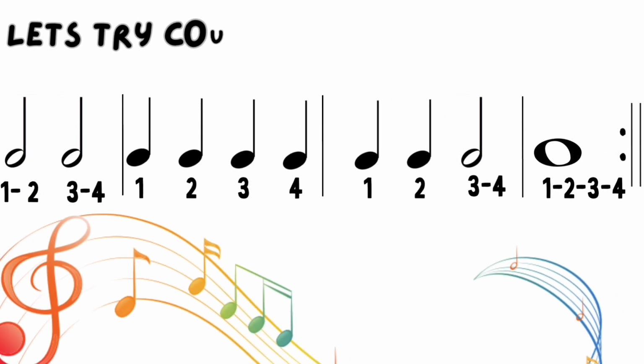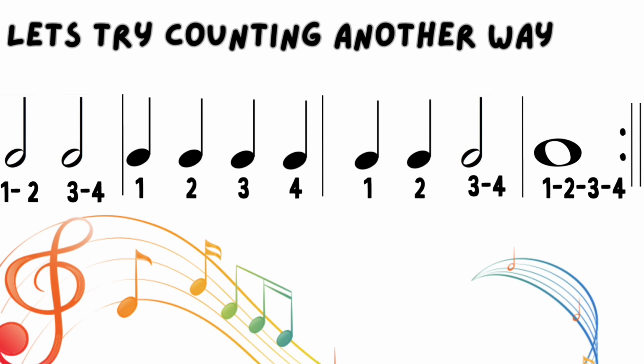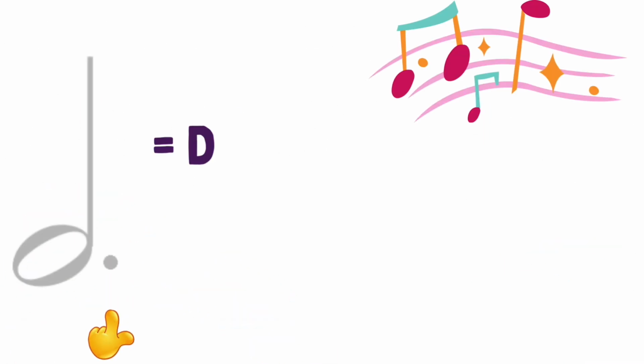Now we're going to try counting a different way, which will be counting out all of the numbers in the bar. 1, 2, 3, 4, 1, 2, 3, 4, 1, 2, 3, 4, 1, 2, 3, 4.